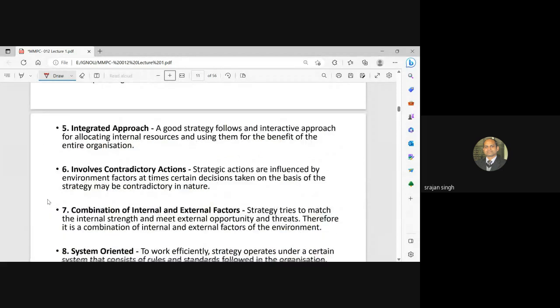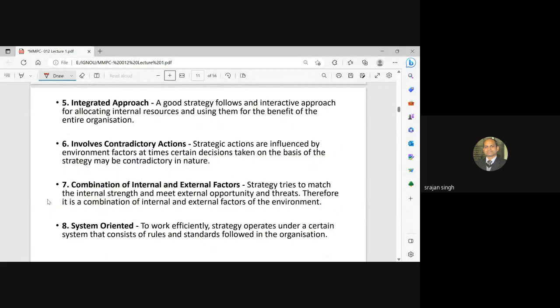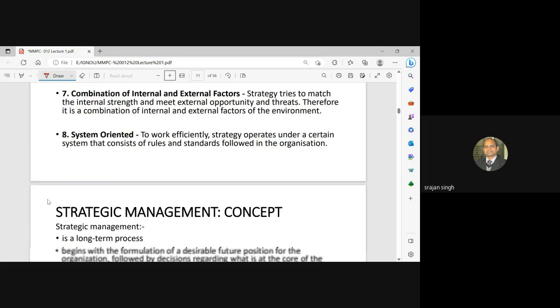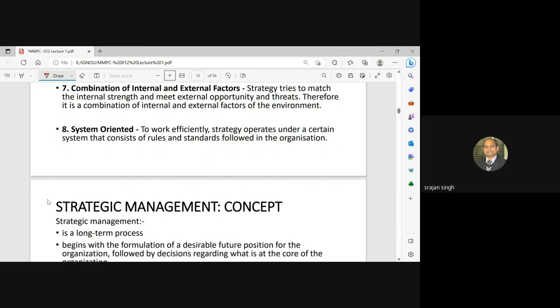This is discussed already. Integrated approach means various internal resources are allocated, and we use resources so that the whole organization can be benefited from the better use of the resources. Next, it involves contradictory actions. Strategic actions are influenced by environmental factors. At times, decisions taken on the basis of a strategy may be contradictory in nature. At times, it happens. Next, a combination of internal and external factors, and then system-oriented. These we have discussed in the definitions of a strategy.